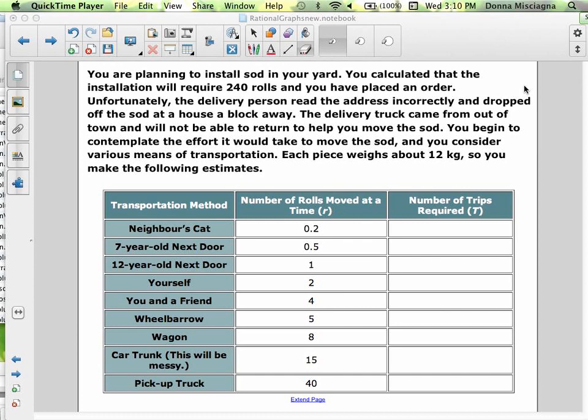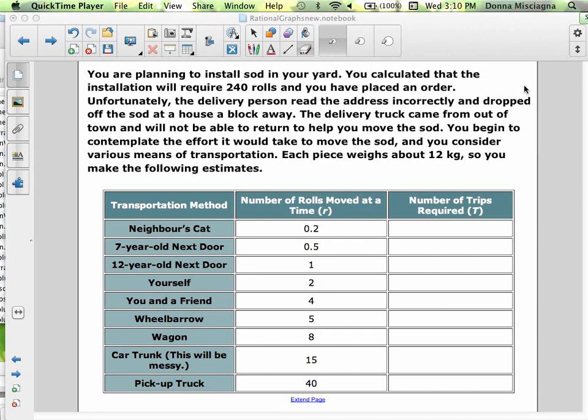I don't know, that doesn't seem very fair. The delivery truck came from out of town and will not be able to return to help you move the sod. Too bad for you, right? You begin to contemplate the effort it would take to move the sod, and you consider various means of transportation, and you're very creative in your means of transportation.